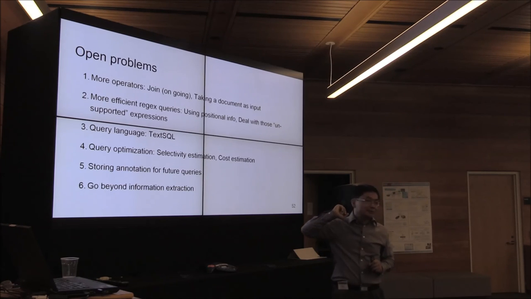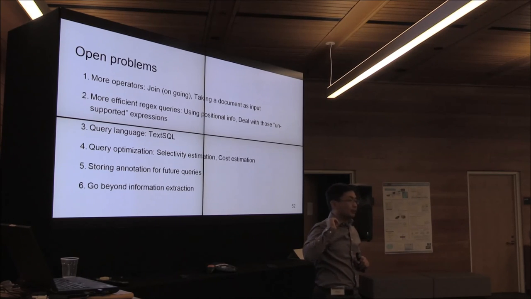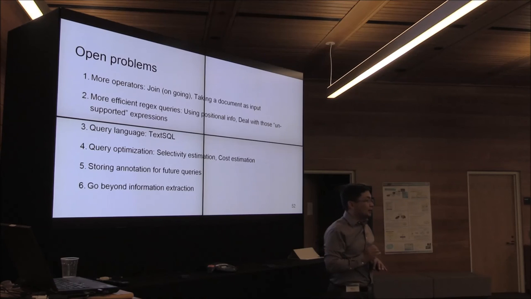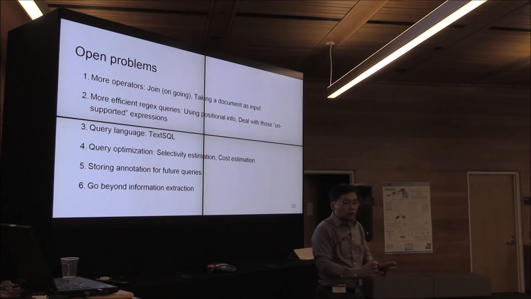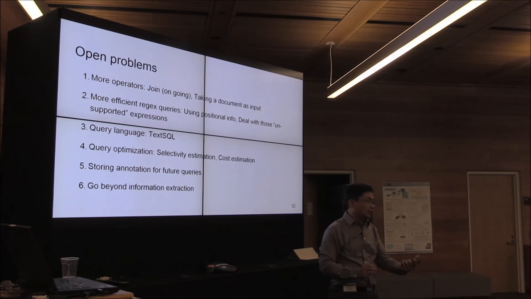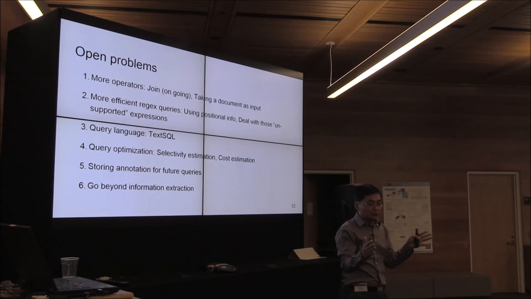Regular expression is technically very interesting. We see the value of regex, but I see few studies on how to make it indexable. We have a few ideas to make them more efficient. One idea is that the current algorithm ignores the position information completely. Position information means these two sub-expressions have to appear within a certain distance. This information is ignored completely.